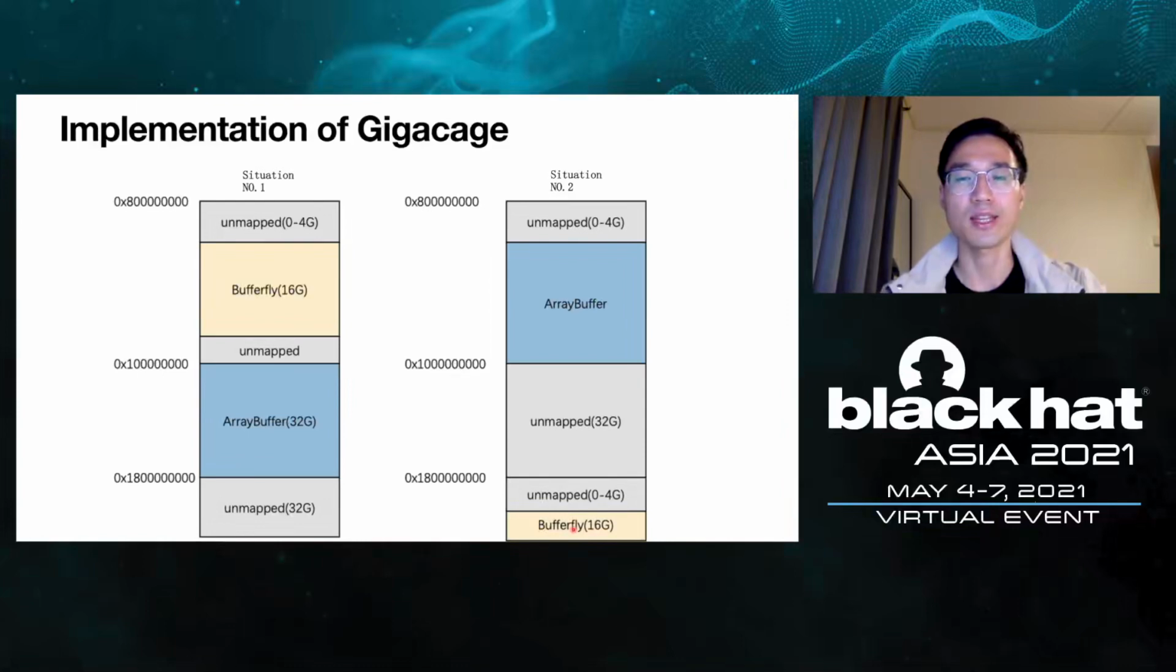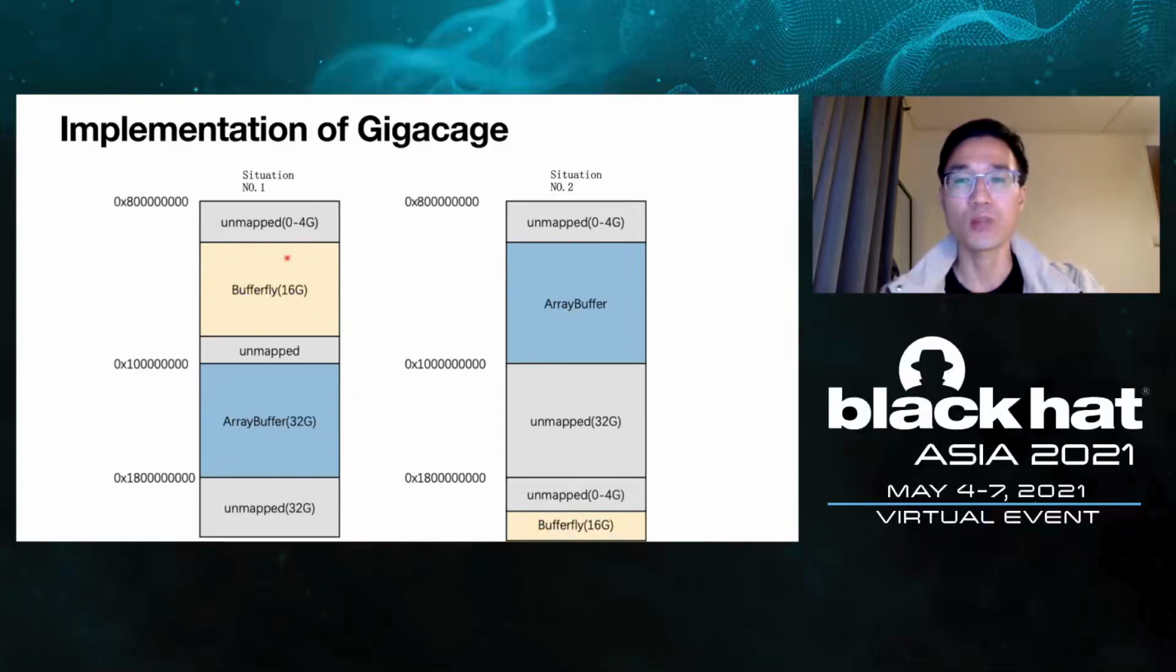Some research on the GigaCage heap has found that the base address of GigaCage is predictable, and there are two types of GigaCage. One can store Butterfly, and the other can store array buffer. For these two types of heaps, GigaCage does more randomization. One situation is that Butterfly is on the upper side, and the other situation is that the array buffer is on the other side.